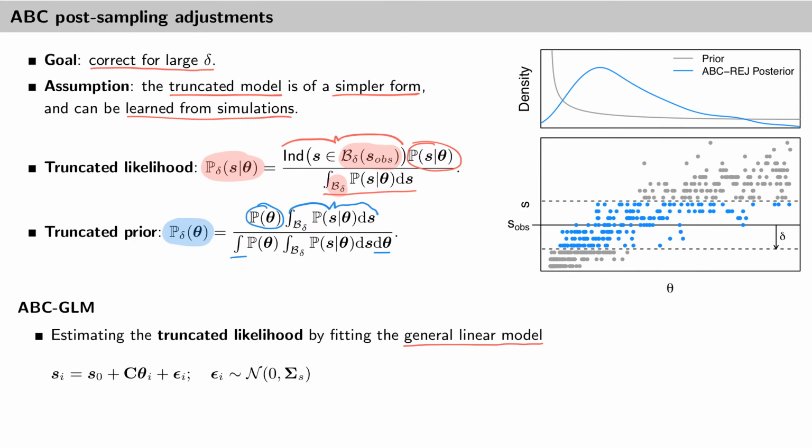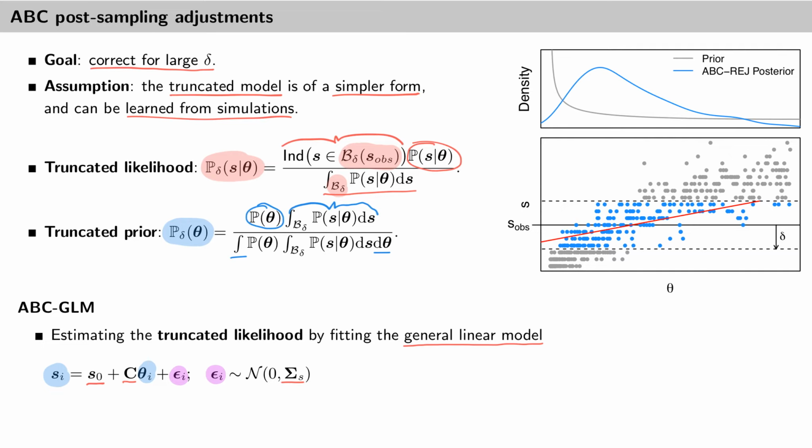It assumes that the summary statistics Si observed for some parameter vector theta can actually be explained by the linear model with an intercept S0, with a matrix of constants C and an error term epsilon i. The epsilon i error term itself shall be normally distributed with mean 0 and a variance-covariance matrix sigma S. The parameters of this model, that is, the intercept S0, the matrix of constants C, and the variance-covariance matrix sigma S, are then learned from the accepted simulations, for instance using ordinary least squares.